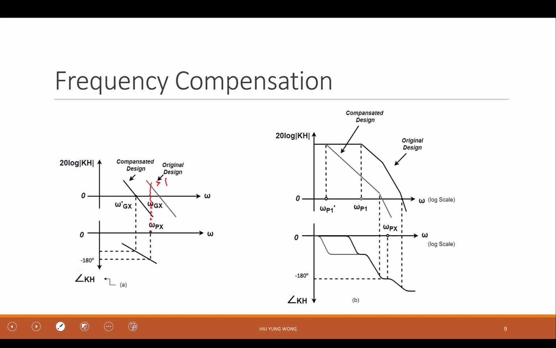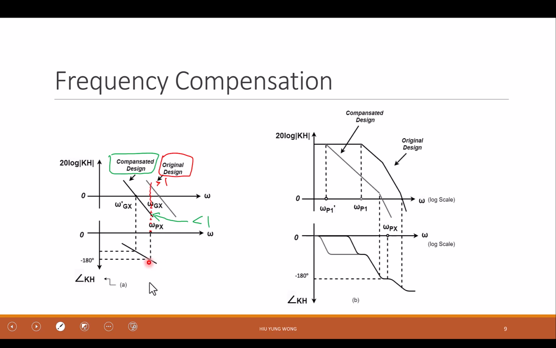Then what can we do? How can we solve this problem? Then you will say, can I do something to push the gain crossover frequency to the left? Right? If I can push it to the left, then now you see that this point, if you look at this one, is less than 1 for the compensator design.